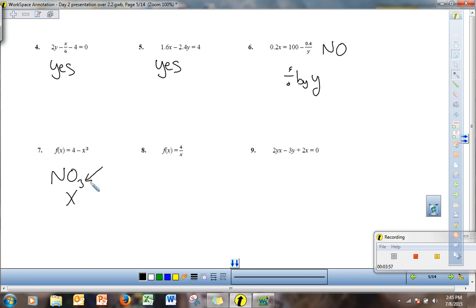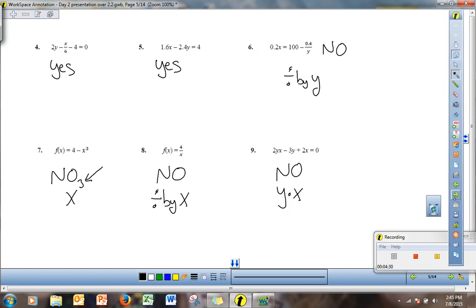Number 8, what do you think? It's going to also be no. The reason being, we're dividing by a variable. We're dividing by x. Number 9, that's also no. The reason being, we've got that y times the x. You can't put them together. We'll look at some of these graphs throughout the year, just not today, thank goodness.